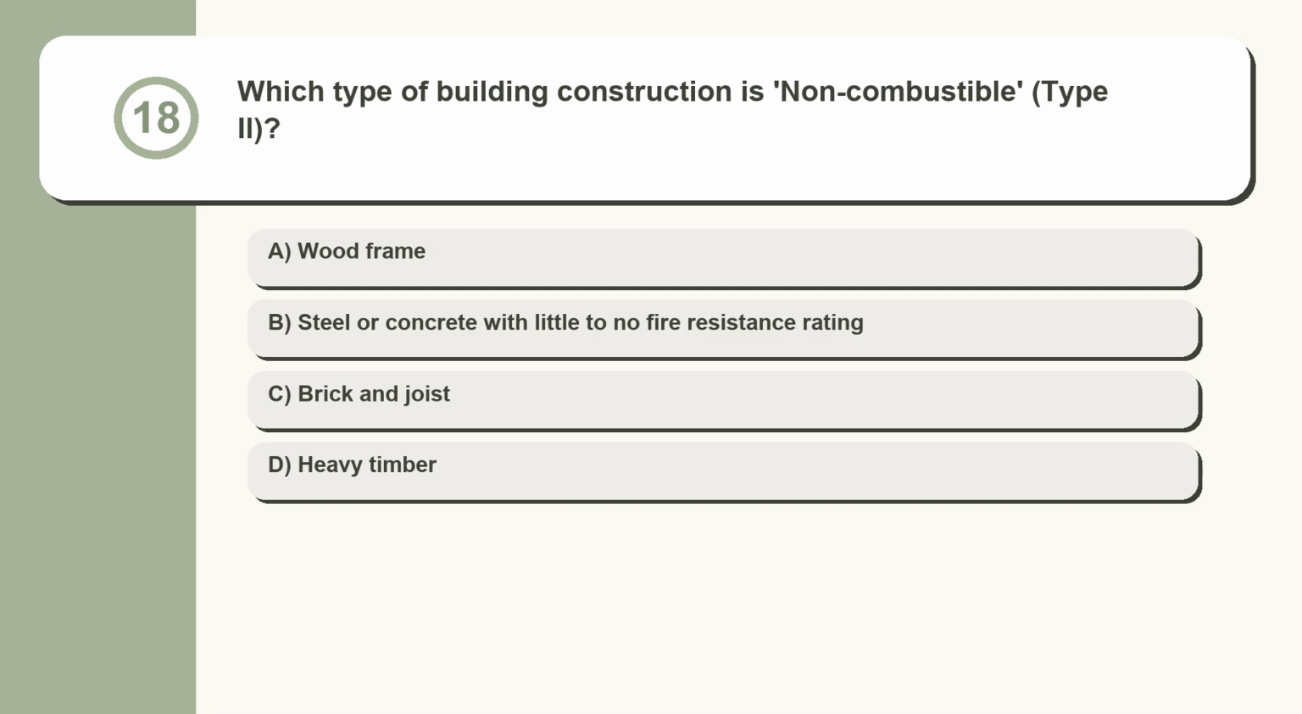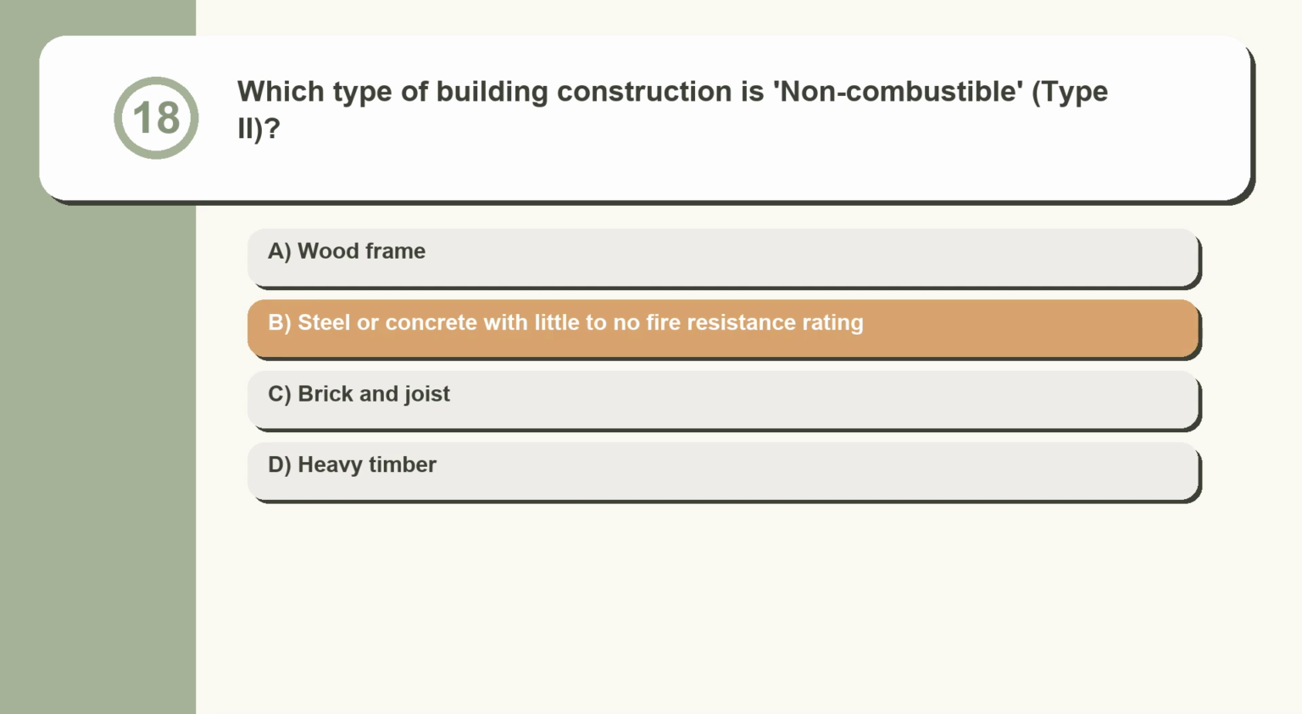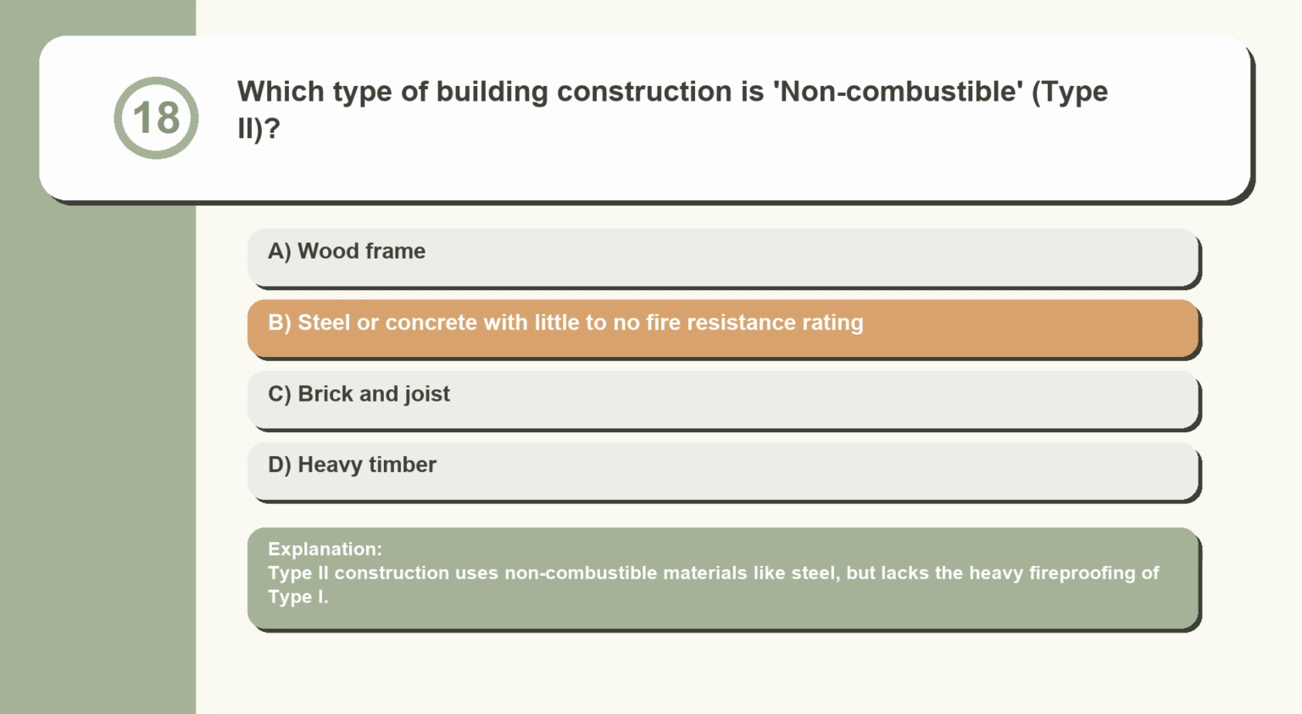Question 18. Which type of building construction is non-combustible Type 2? Wood frame, steel or concrete with little to no fire resistance rating, brick and joist, heavy timber. Type 2 construction uses non-combustible materials like steel, but lacks the heavy fireproofing of Type I.